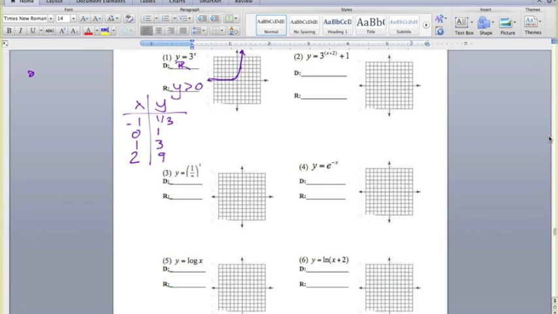Does it ever flip to y is less than 0? Yes, if we had a negative multiplier in the front of the function, it would be a lower half function, so then it would be less than 0.